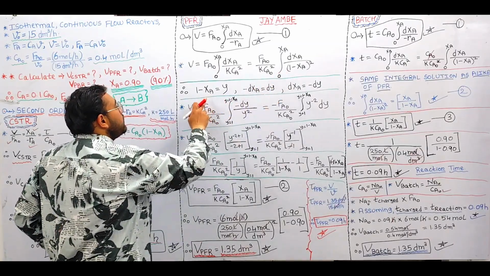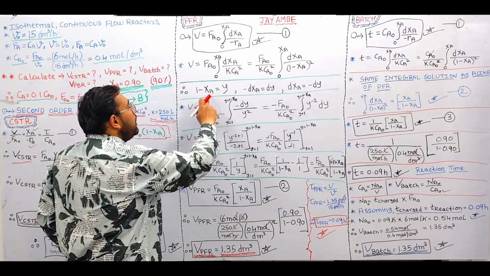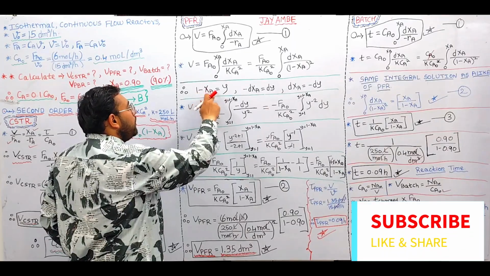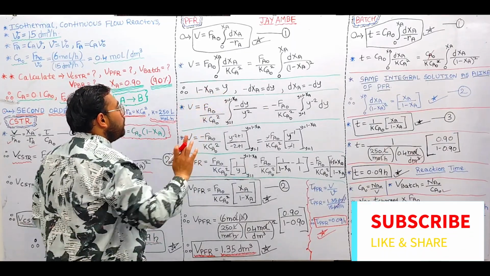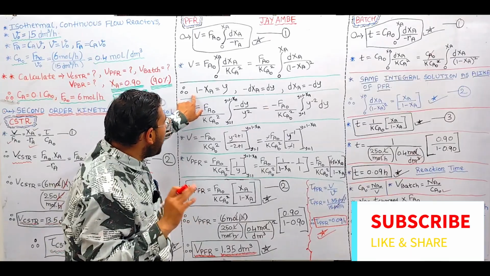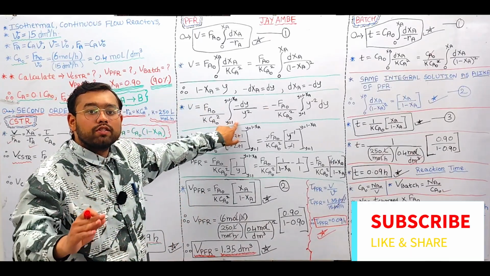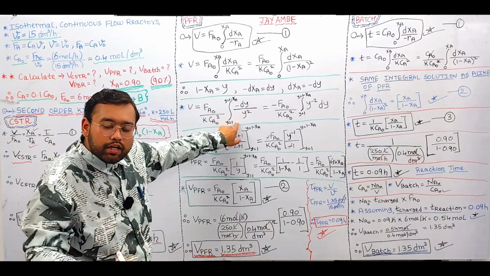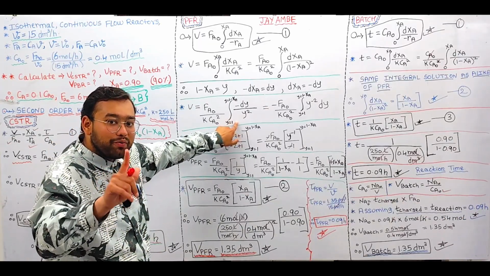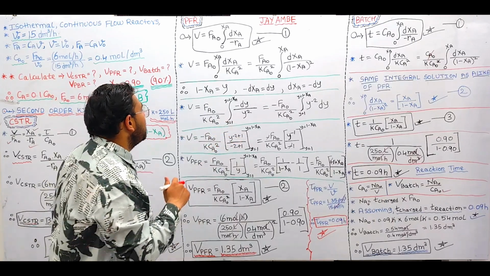lower limits. So if we put the conversion to be 0 in this equation, then we get y is equal to 1. So we can write the lower limit as y is equal to 1, which indicates the conversion to be 0 at the initial start of the reaction. I hope you have understood.